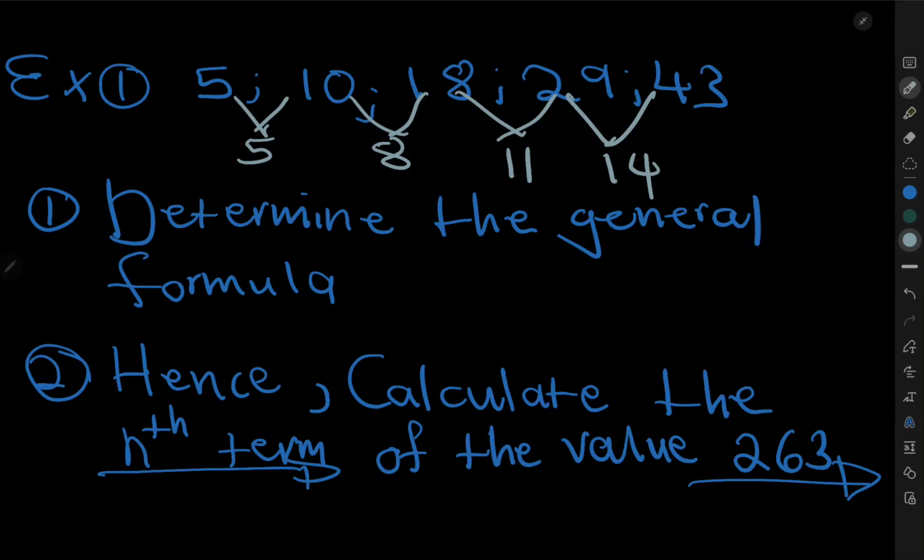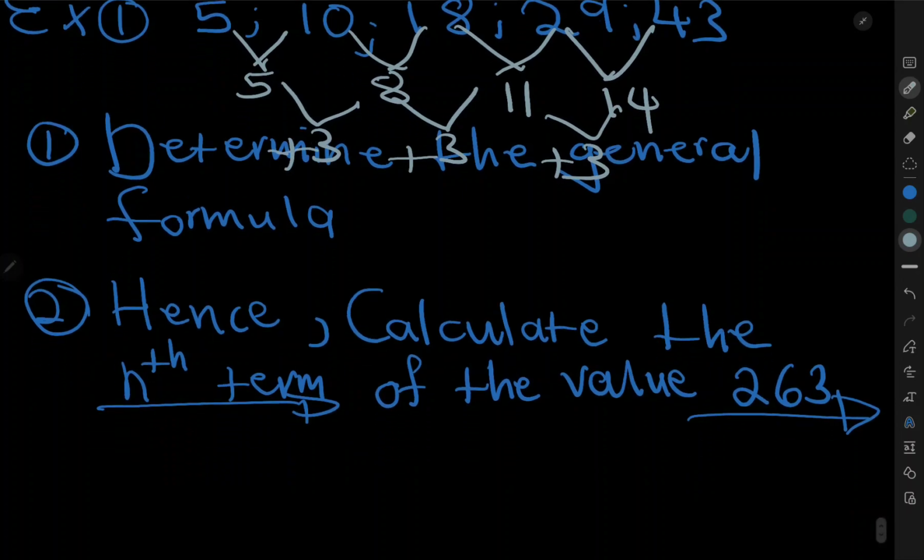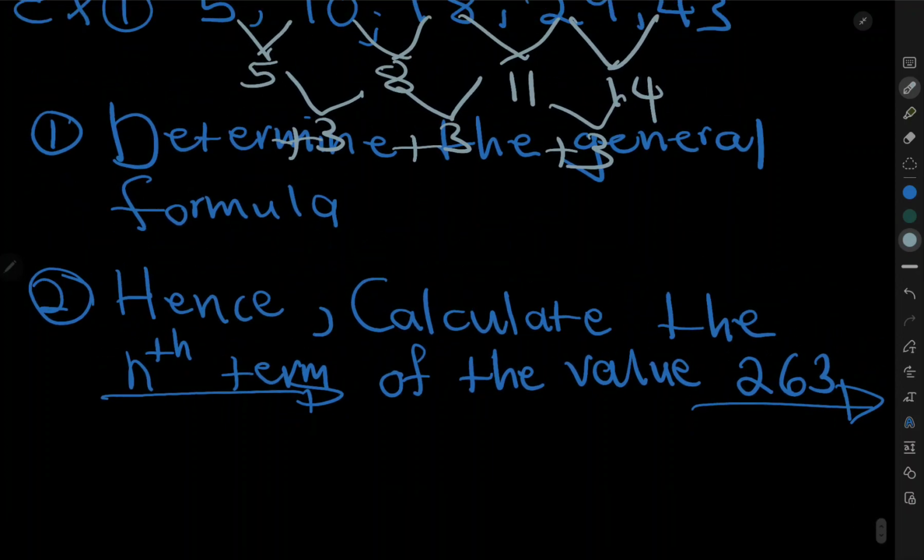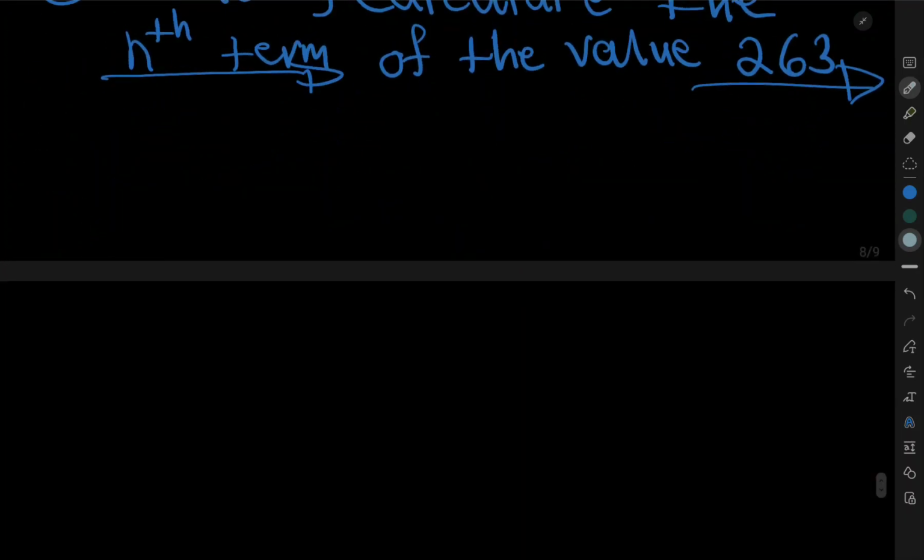So from this pattern, we can tell that already this pattern is not an arithmetic pattern because the first difference is not constant. So we're going to try to see the second difference. The difference between 5 and 8 is 3. The difference between 8 and 11 is 3. And the difference between 11 and 14 is 3. So there is a constant second difference. And from that, we can tell that this is a quadratic pattern, right?